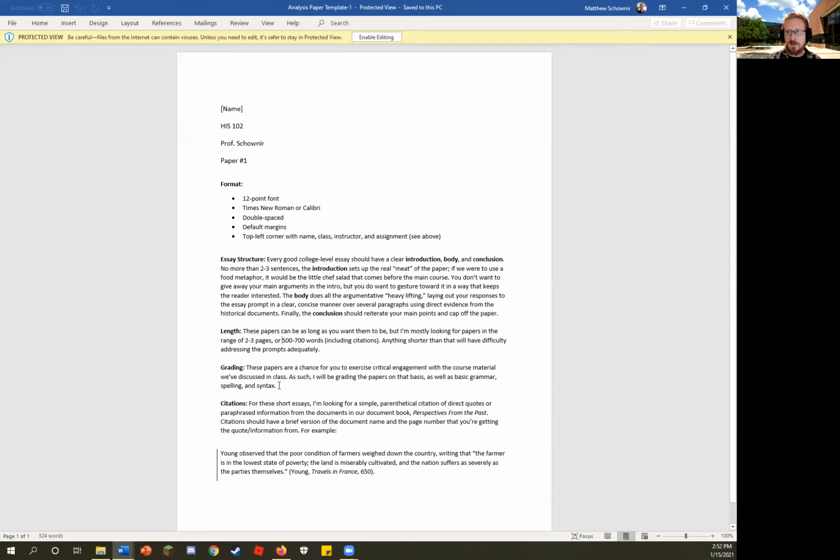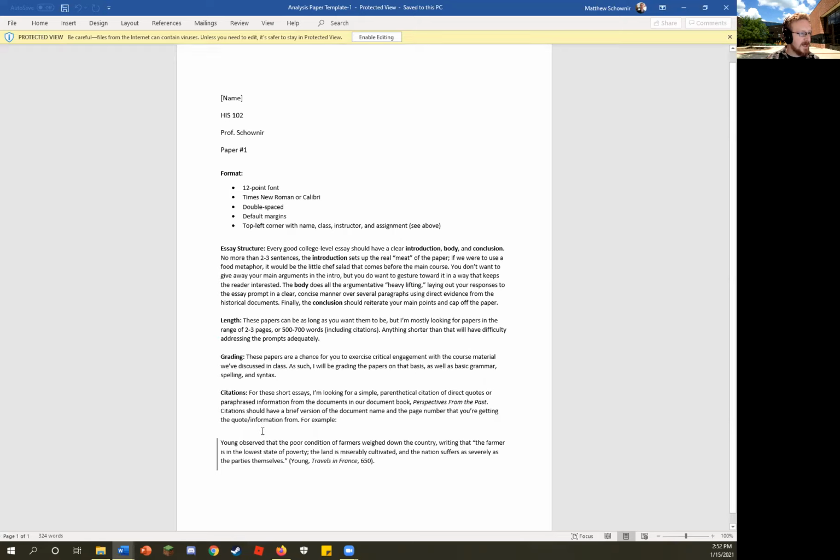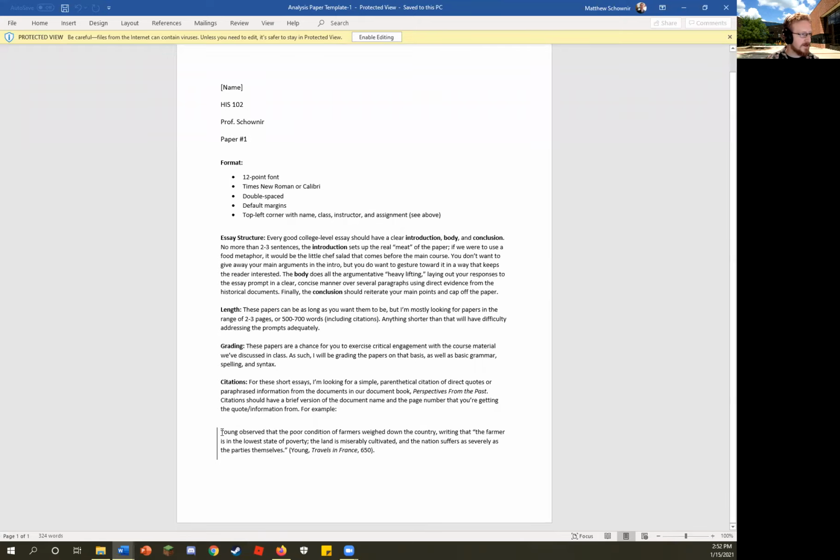Grading, I've got a rubric that I'll show you in a little bit. And then what I'm looking for is citations. Always do citations for when you cite your sources. That's one of the main purposes of this analysis paper assignment anyway, is to practice citing facts and evidence for backing up what you're claiming. Okay, so I have just an example down here.